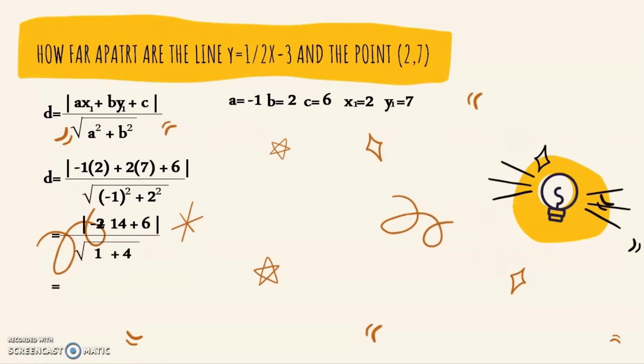After calculating the sum or difference, we have 18. And since the square root of 1 is equal to 1, it will be the square root of 1 plus 4. Add the numbers. Now, we have the distance, which is 18 over the square root of 5.